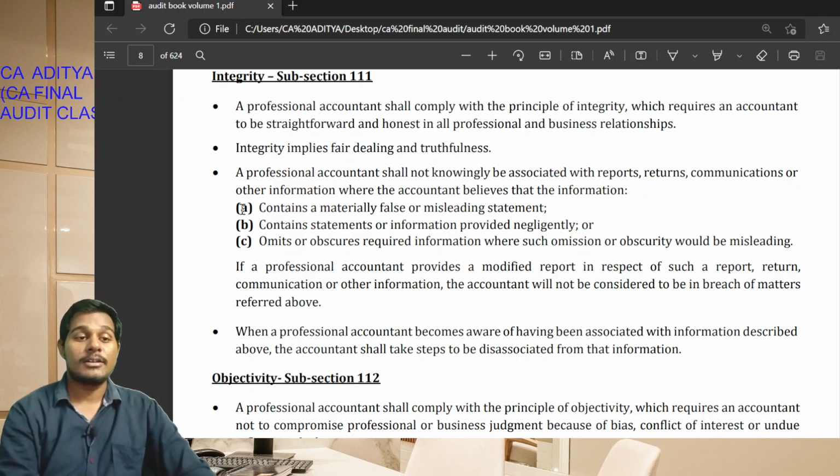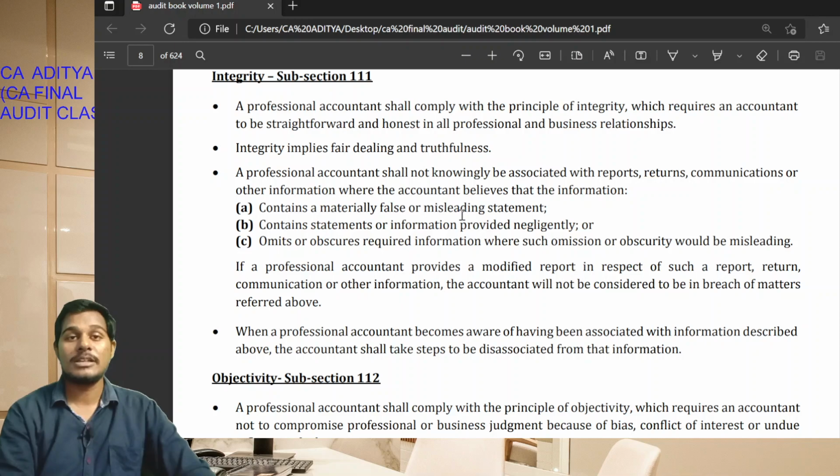See students, normally a professional accountant, that is a chartered accountant, should not be associated with the above three kinds of information. But if he is associated and provides a modification of the report, then it will not be a breach. Where a professional accountant becomes aware of having been associated with the above description, the accountant shall take steps to disassociate from that information. When a chartered accountant has been associated with material false or misleading information, negligent information, or omission or obscurity which would be misleading, and becomes aware of it, he should take reasonable steps to disassociate from that information.